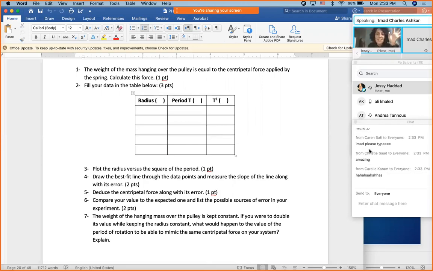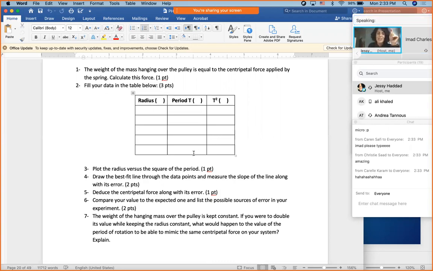Anyway, I think Imad has a question. And Imad's question is, in the table of measurements, do I add uncertainties, right, Imad?